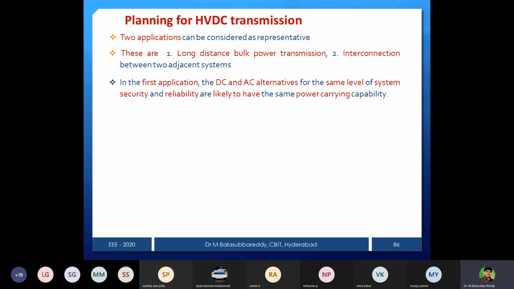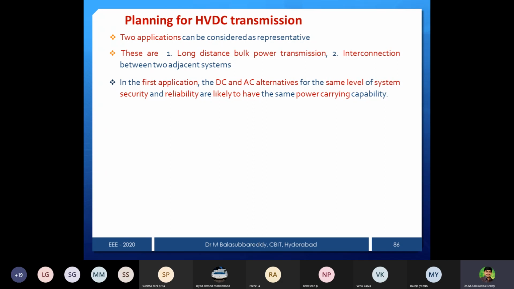In the first application, either it is DC or AC alternatives for the same level of system security and reliability, the same power carrying capability. So we can see that in AC transmission and DC transmission, powers are the same. But when the power is the same, if you transmit that with AC, you will get more cost and reliability also less, because three conductors are there, as well as the towers, all equipment, protection equipment are the things.